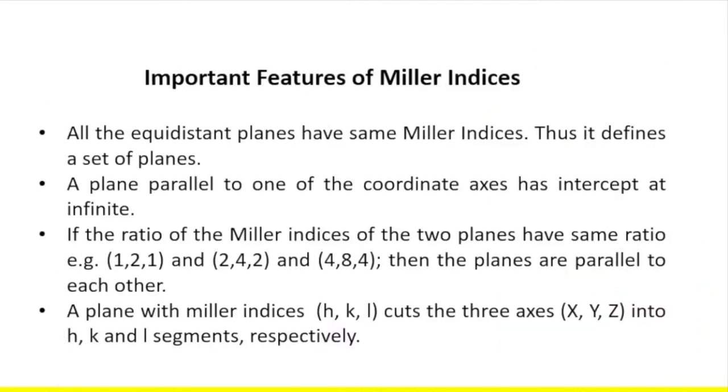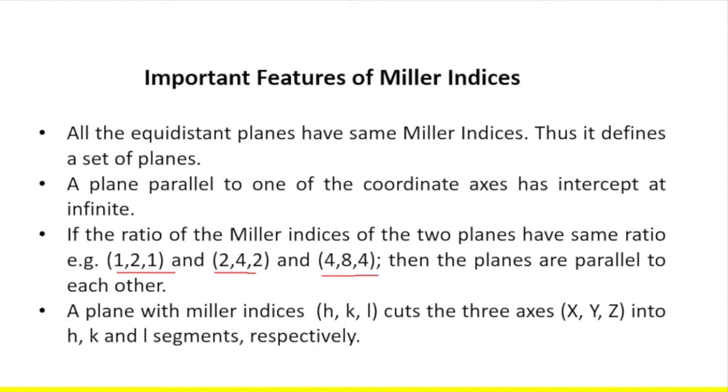So what are some important features of the Miller indices? Once we get the Miller indices for one plane, it doesn't mean that it is only for that plane, but it defines all the planes which are parallel to this and equidistant. If the Miller indices of two planes have the same ratio, like here in the example, you can see the ratio is the same for each Miller index, then the planes are parallel to each other.